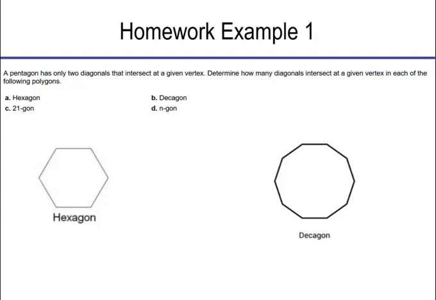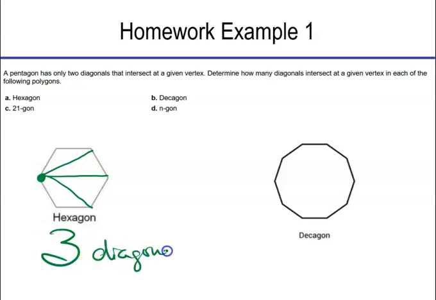So let's just draw a diagonal. So hexagon, we're going to go from here. That's 1, 2, 3. I can't draw one there, right? Because that's the same line. So in a hexagon, from any particular vertex, you can only draw 3 diagonals. Now that doesn't mean all the diagonals. That just says at a given vertex, to determine how many diagonals intersect at a given vertex in each of the following polygons. So that's all we need, is 3.